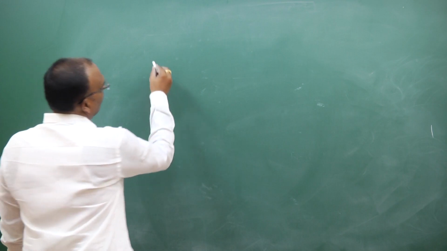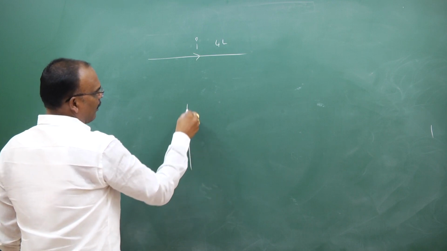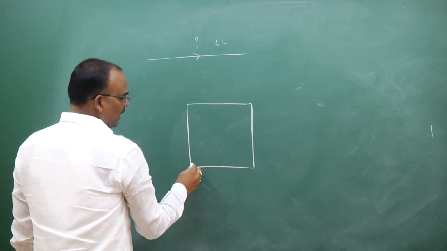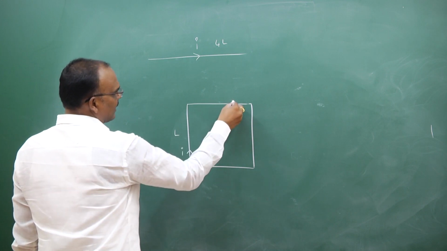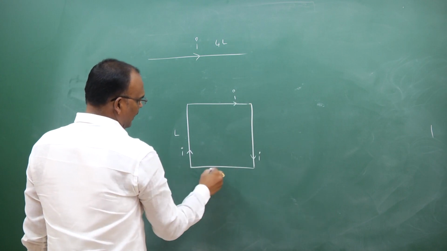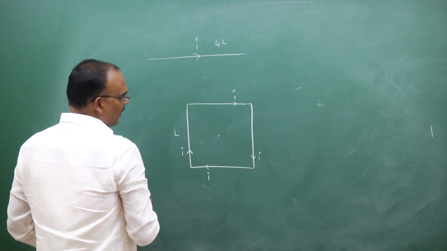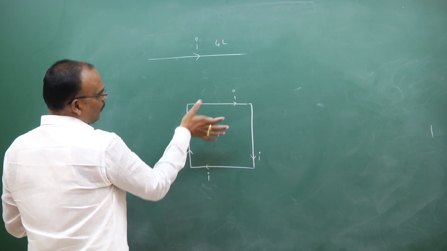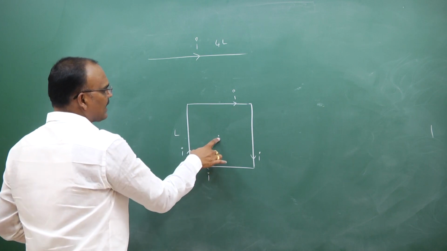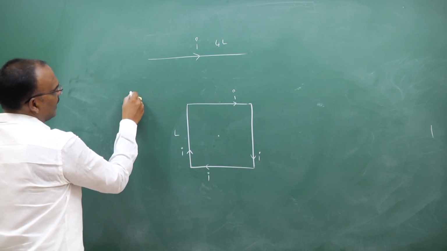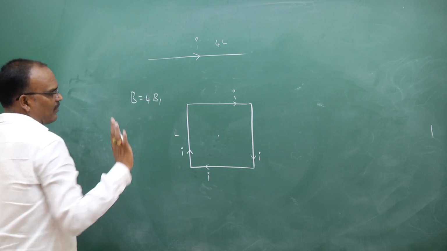Next application. A conductor carrying current I, its length is 4L. It is bent in the form of a square. If it is bent in the form of a square, each side of the square is L. If it carries current like this, then we need to calculate the magnetic field at the center. Each conductor produces a field into the plane. The center is a symmetry point, so the magnetic field at the center can be written as 4 times B1. Calculate for one conductor, multiply with 4.